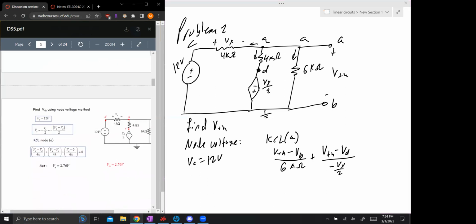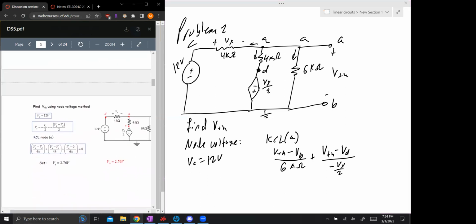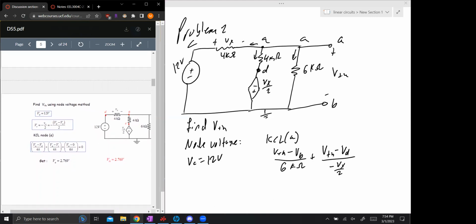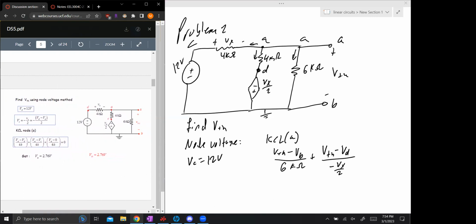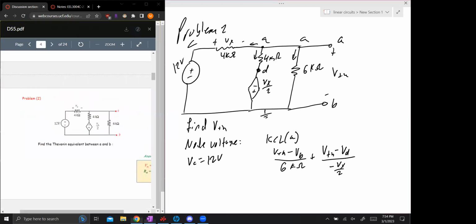Okay, let's see. How did she do it? KCL node A, VA, VC. Oh, no. Never mind. She just says VA minus VC. Okay, never mind. I was overthinking it. I don't even know why I was. I don't even know what I was thinking there. Okay, anyway. 4 kilo ohm.